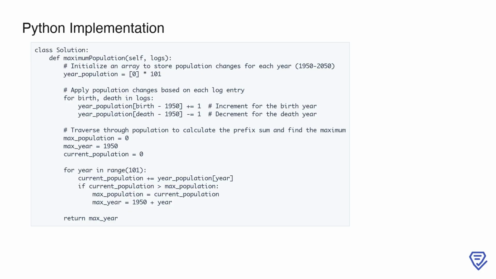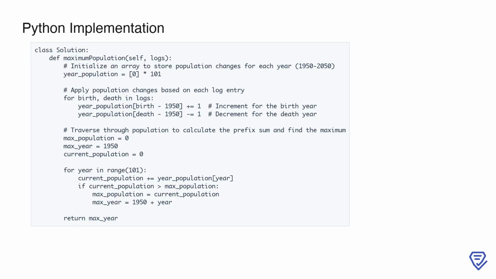Once the iteration is complete, the max_year variable holds the year with the maximum population, which is returned as the result. Efficiency: the solution runs in O(n + y) time, where n is the number of log entries and y is the range of years, 101 in this case.